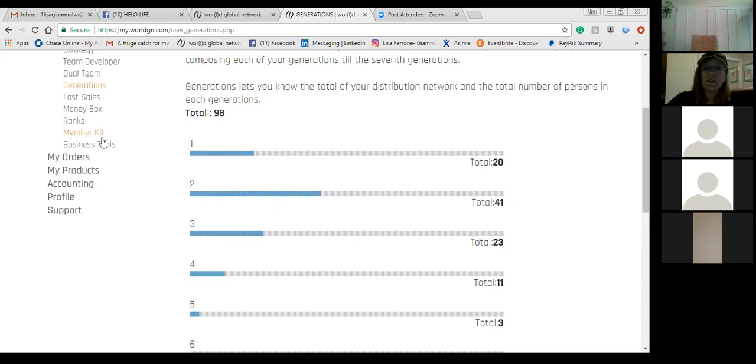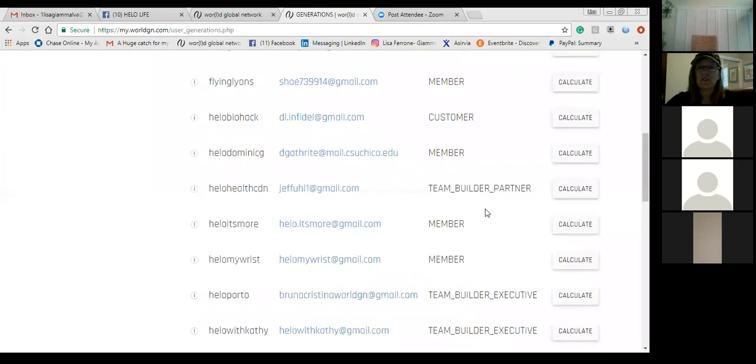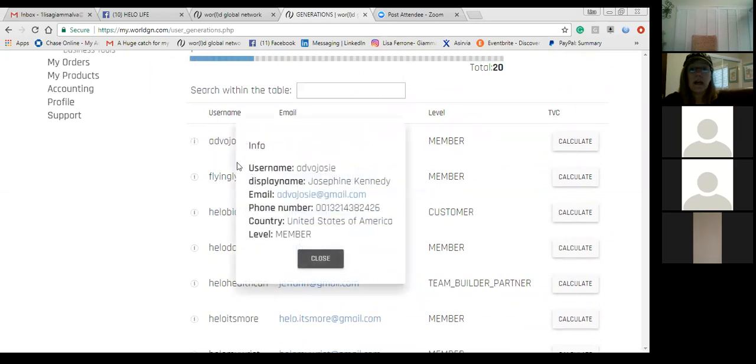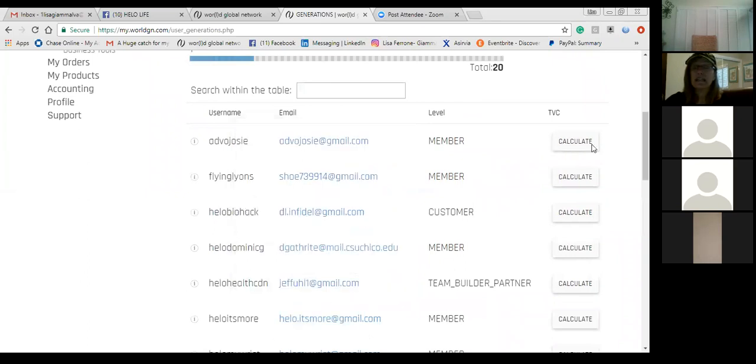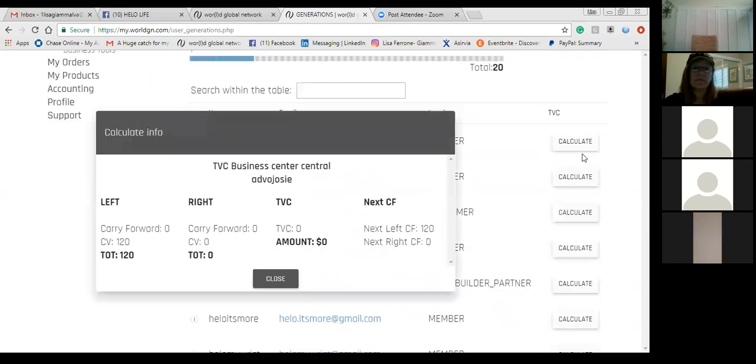So if I click here, this particular person has sponsored 20 people personally. I could click here, and I can see all the people that they personally sponsored. Now, if you notice, there's a little button here. If I want to click on this particular person, I could see their name, their email, and their phone number. Okay? I could also go over here, and I could click on calculate, and it's going to tell me exactly what's going on in the dual team this week. Now, obviously, nothing's going on. You could see that there's 120 new volume on the left, there's nothing on the right, and there's no carry forward. So that just shows you what's going on for this particular person.